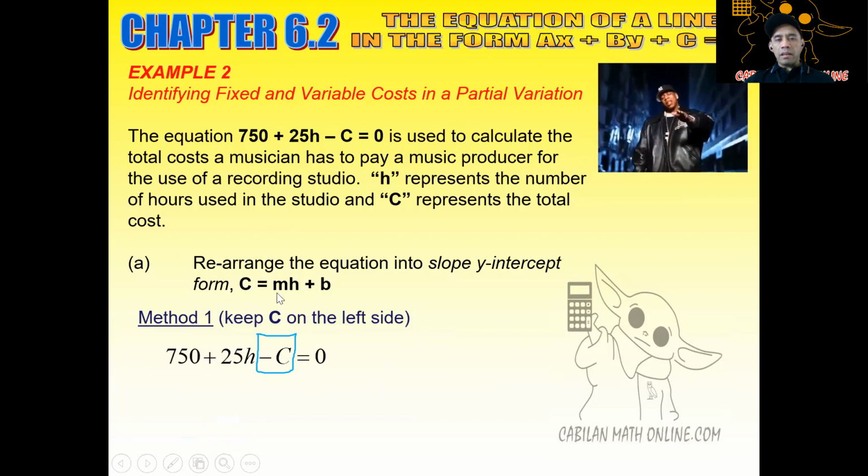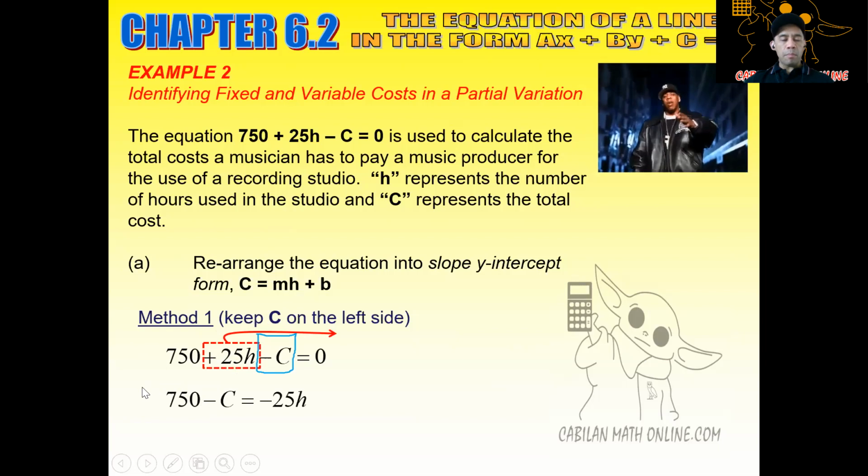Now, if you take a look at the form that we want, the first term we need to move is a term with the H. So what we have to do for this one, if you look at the 750 and the 25H, we have to move the 25H first because that's what goes in the first spot. So when it goes to the other side, it becomes negative 25H. All right, so that's step number one.